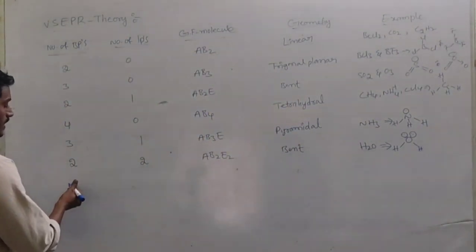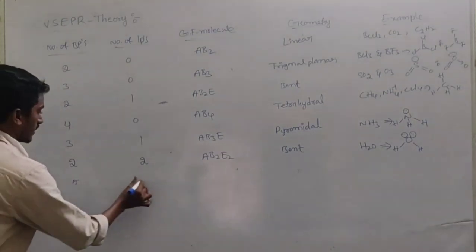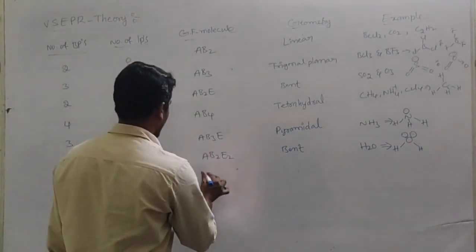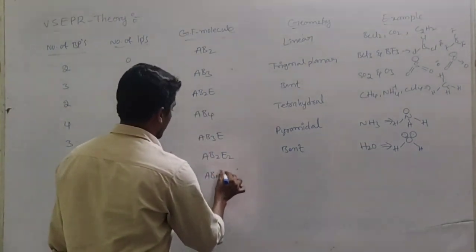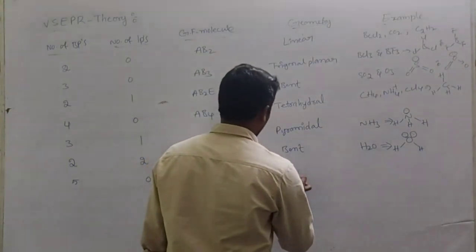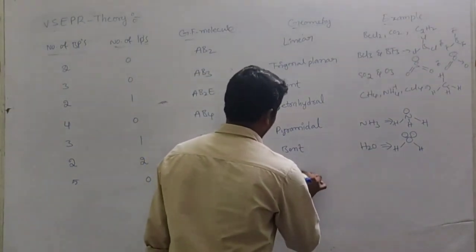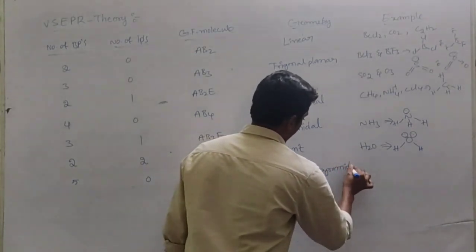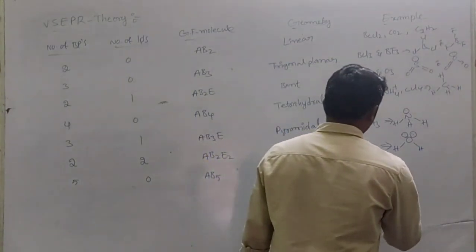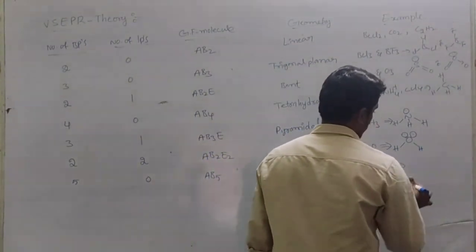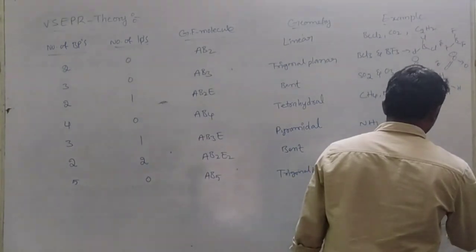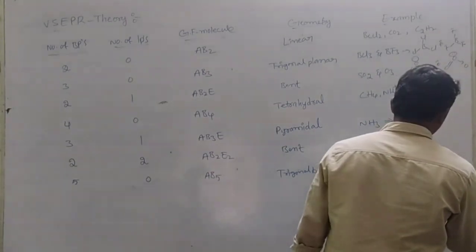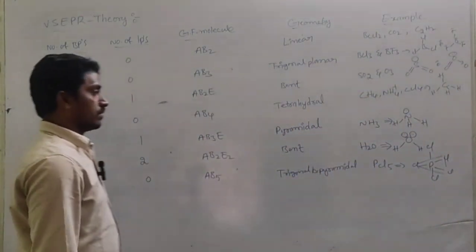So if any molecule has 5 bond pairs and 0 lone pairs, its general formula AB5. So it has trigonal bipyramidal geometry. Example for that PCl5. So this is the structure of PCl5. So this is the shape of trigonal bipyramidal.